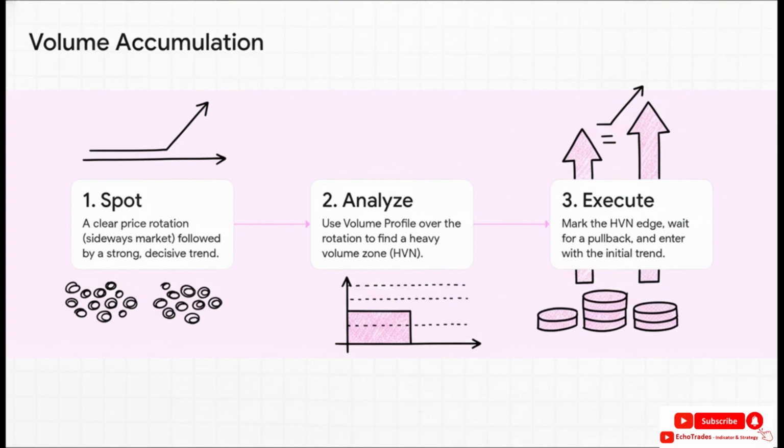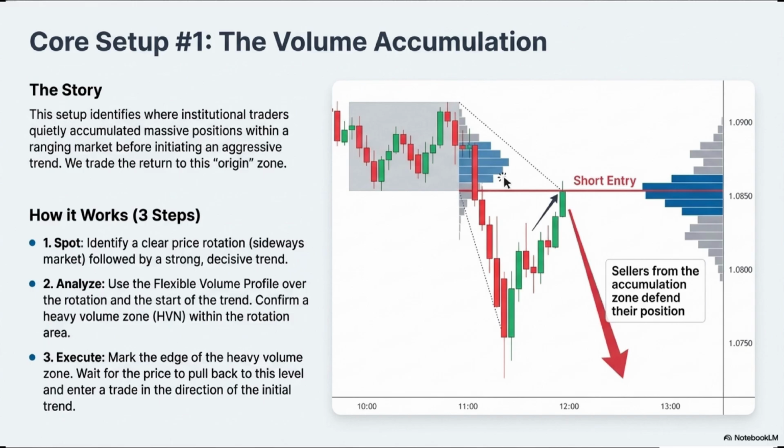The story behind this one is super simple. Big institutions, they don't just slam the buy button. They build their massive positions quietly, inside a boring sideways market. Then, once they're loaded up, they kick off a huge trend. Our job? It's to find that quiet accumulation zone, that HVN, and then patiently wait for the price to come back and test it.